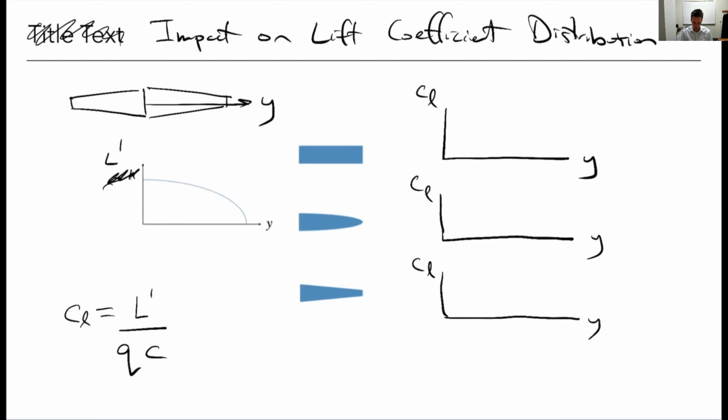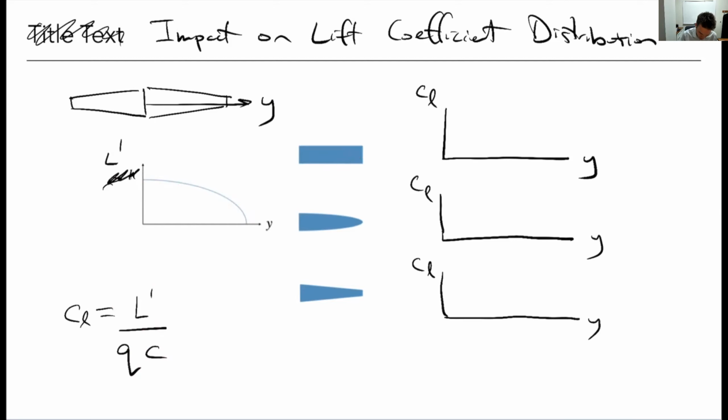Okay, so L prime, that's elliptic. C, that's my chord distribution. That's going to be determined by the shape here. And the dynamic pressure is going to be constant. That doesn't change across the wingspan. It uses the free stream wind speed, so that's a constant. So in the first case, well, in every case, this numerator is elliptic. And in this first case with a rectangle one, the chord is just a constant. It's constant chord all the way across.